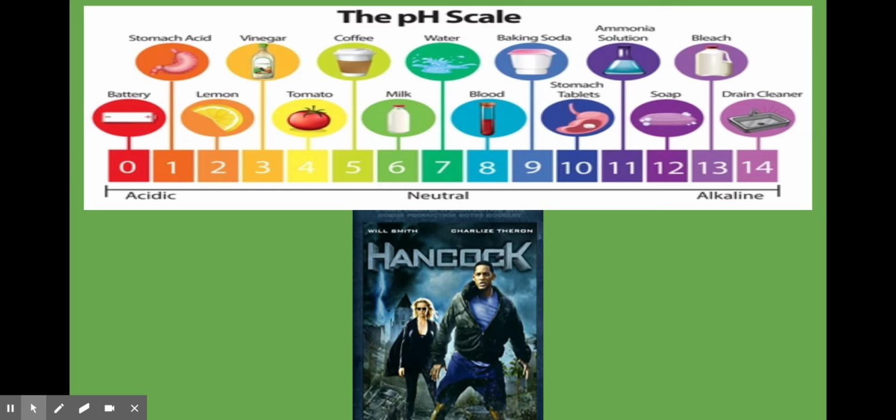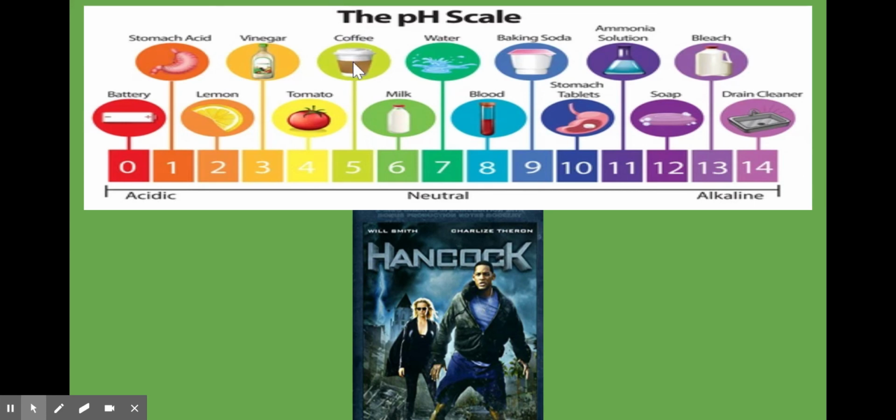So the pH scale works similar to this movie, because the closer we get to 7, the weaker these acids and bases become. And the further away we get out here, away from 7, the neutral zone, the stronger they get. So it's just like in the movie: the closer they get together, the more human-like they become, a weak substance. The further away they get, the stronger they become.